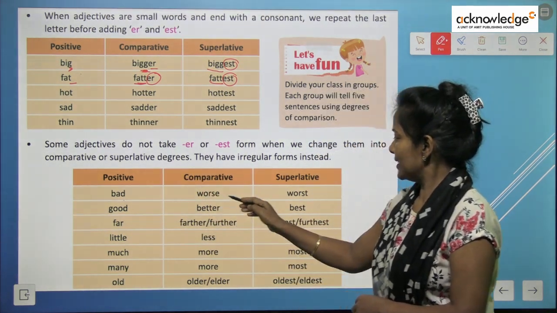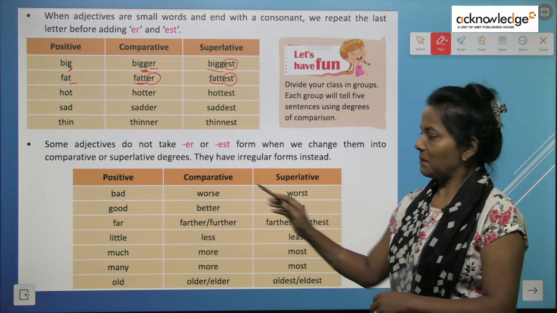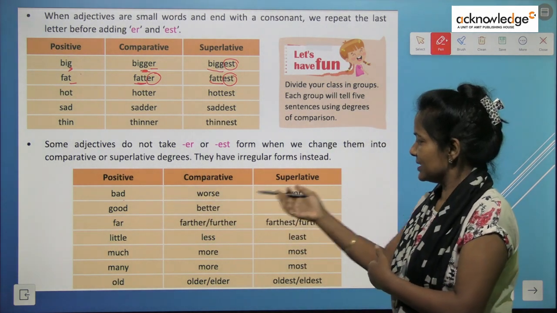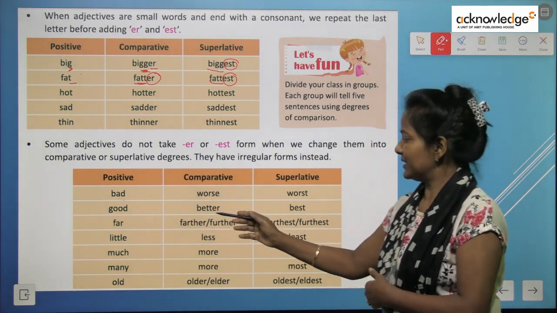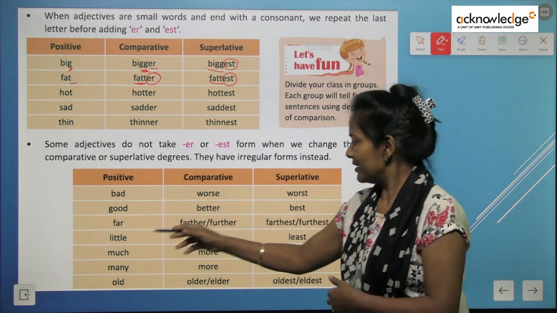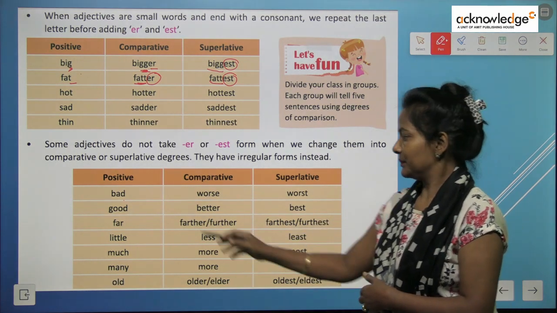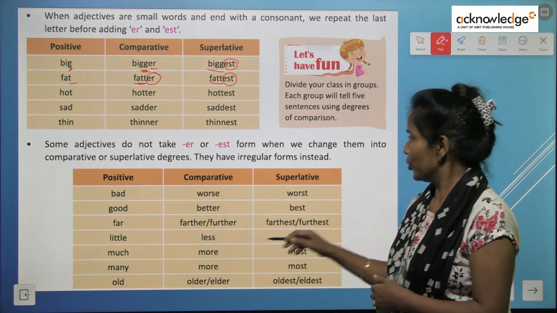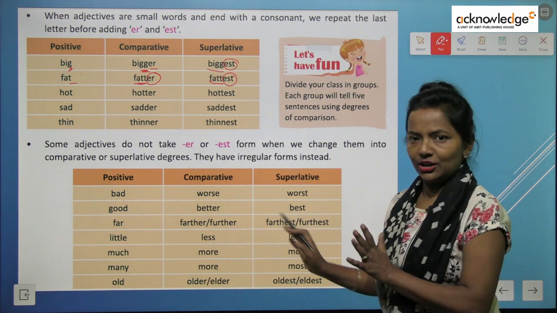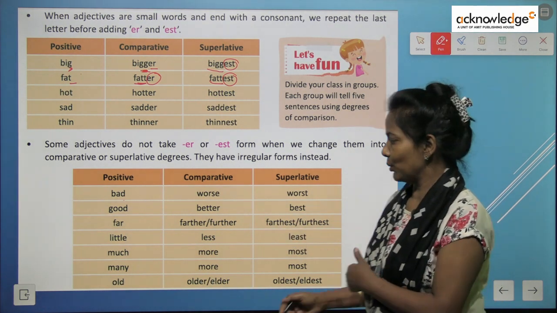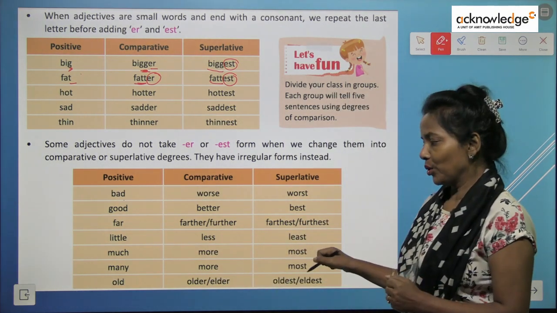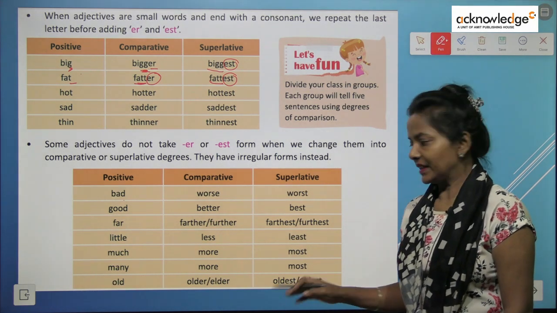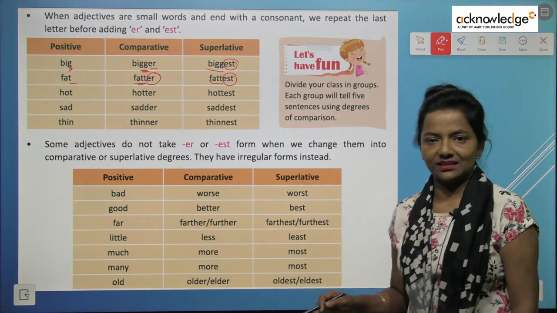Bad, worse, worst. Bad का क्या हुआ? Worse, और form भी change हो गया बिल्कुल. देखिए, bad से worse, worst. Good, better, best. Far, farther, farthest. Little, less, least. Much, more, most. देखिए कोई regularity नहीं है इसमें, irregular हो गया. Many, more, most. Old, older, oldest. Fine? या इसको old, elder, eldest भी कह सकते हैं.